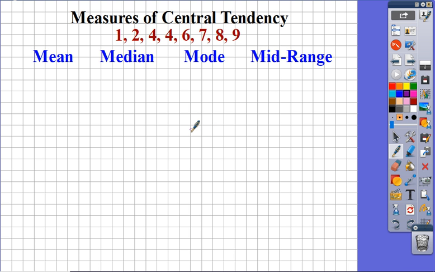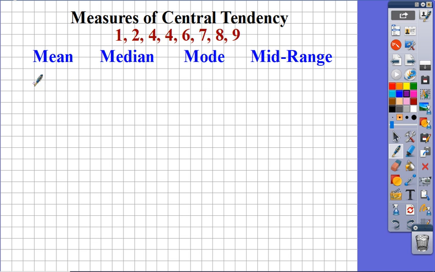Alrighty, today we're going to talk about measures of central tendency. We have our data set, the numbers 1, 2, 4, 4, 6, 7, 8, and 9 that we're going to work with. And we're going to go back to our good old friends mean, median, and mode and learn a couple of new things as well. So let's think about what it means when we say measures of central tendency. Central meaning middle, tendency meaning trend. We're looking for the middle trend. What's going on in the middle is the idea here.